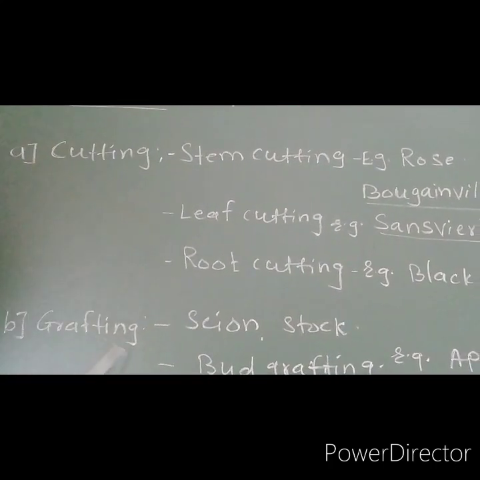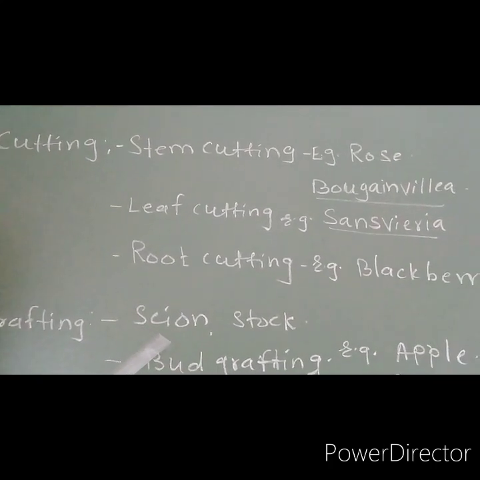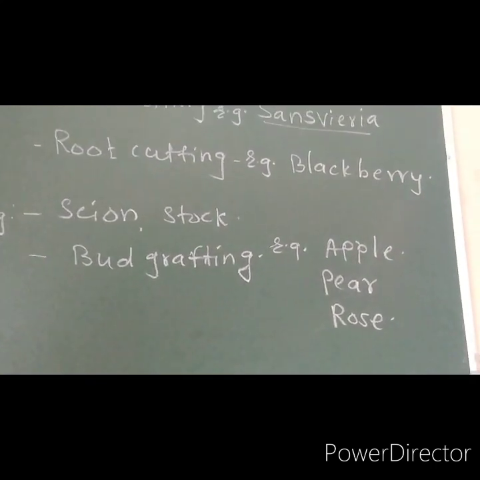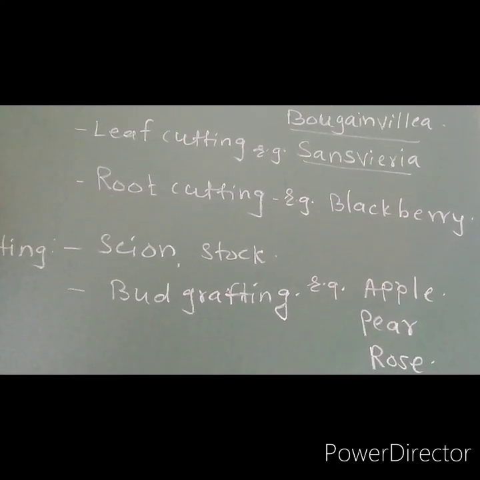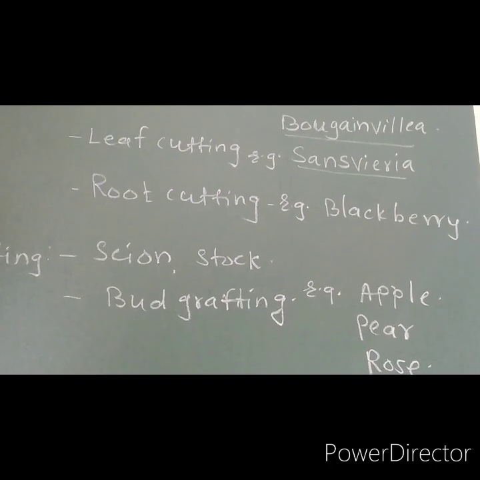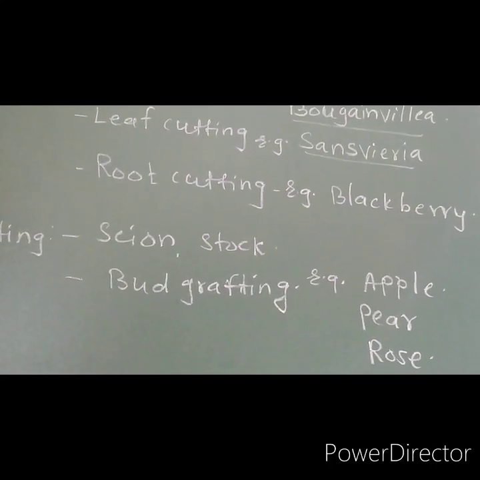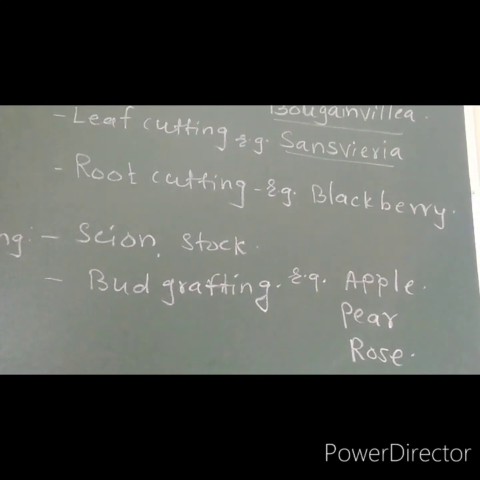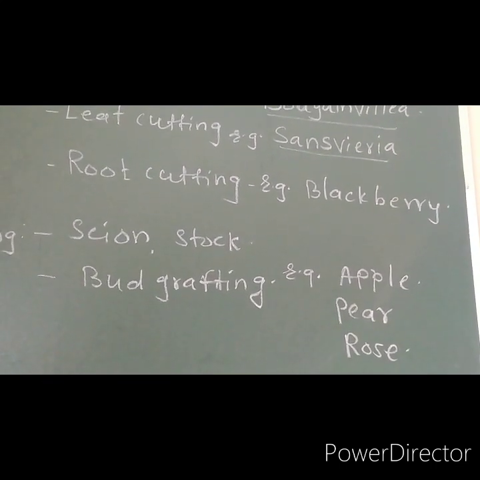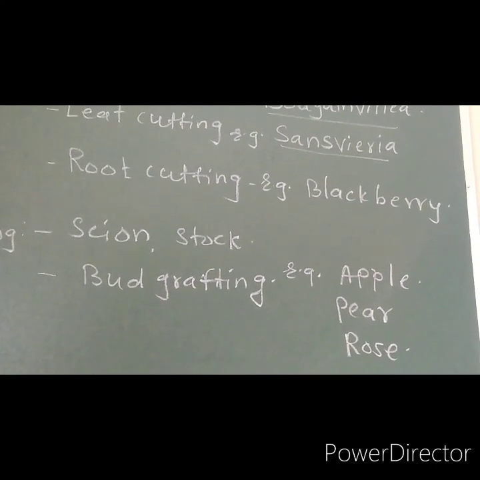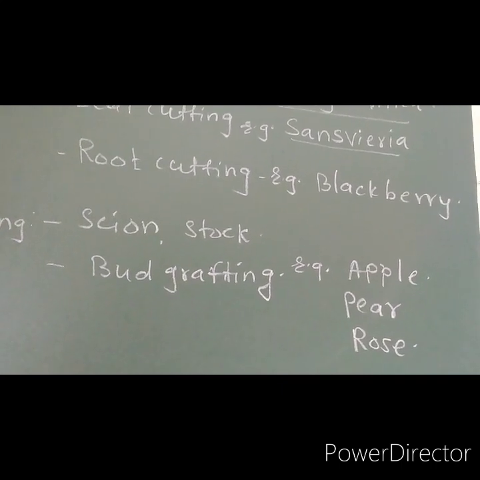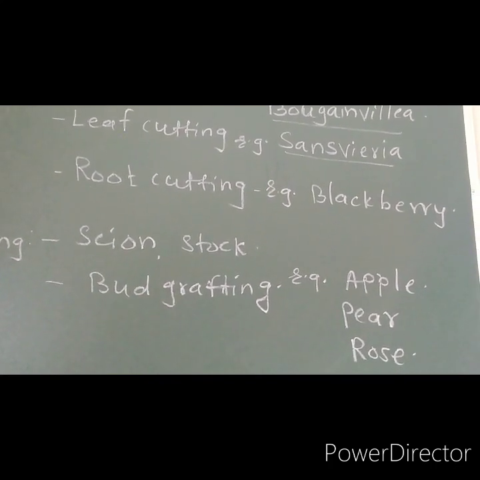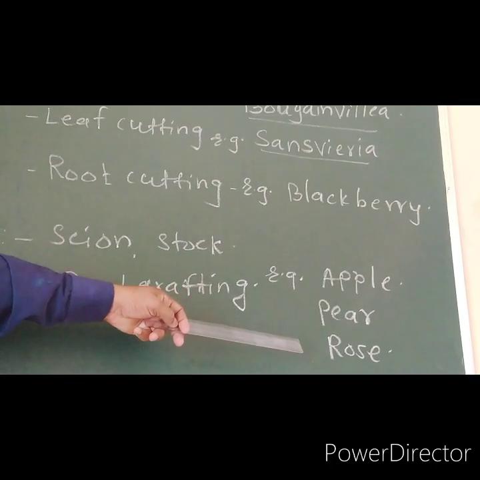Next method is grafting, in which scion and stock are joined with each other. It is known as grafting. Scion is a part of stem containing more than one bud, and a stock is the rooted plant. Whereas budding, also called bud grafting, is where only one bud is joined on the stock. Example, apple, pear and rose.